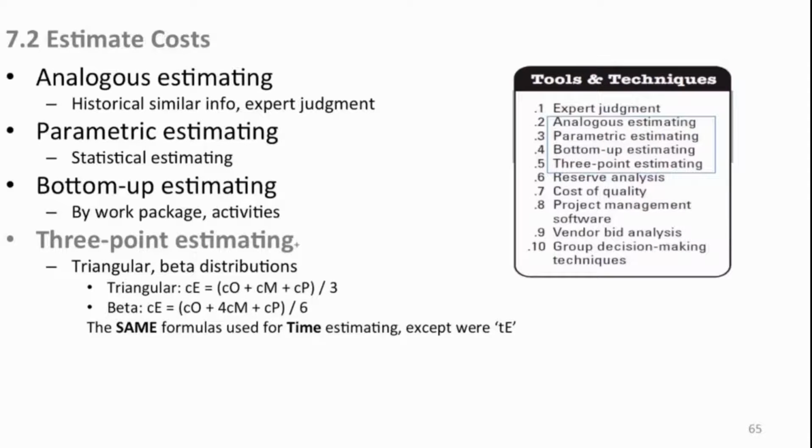When we did time estimating, as you see here, we had a little t in front of the e in the formula. Here we have a little c, so we're talking about cost estimates. The formula is exactly the same. It's either a pure average or you weight the most likely times 4 and divide it then by 6. You need to know these formulas. They're easy. You should not have any trouble with that.